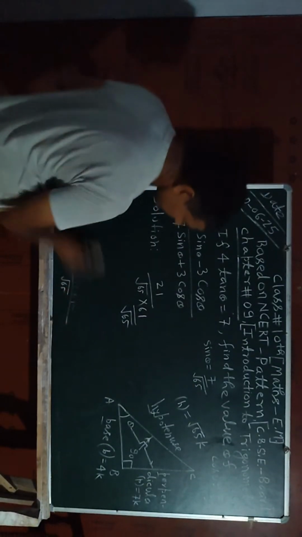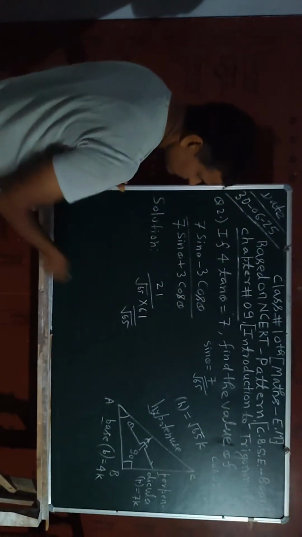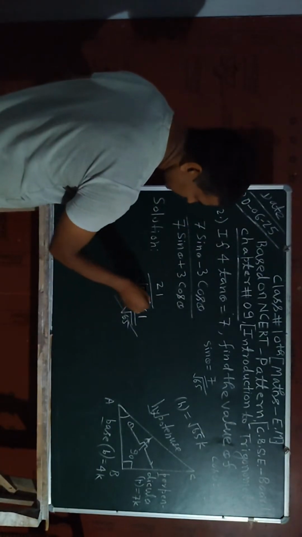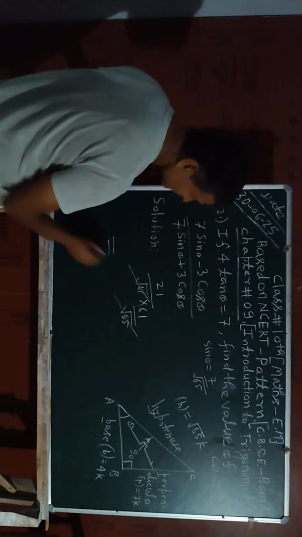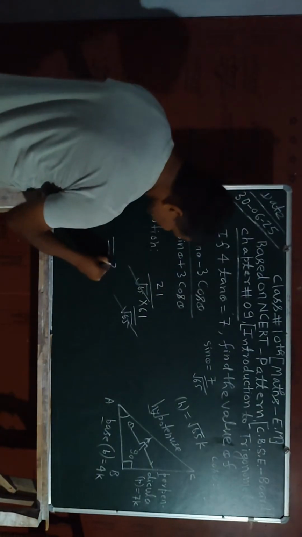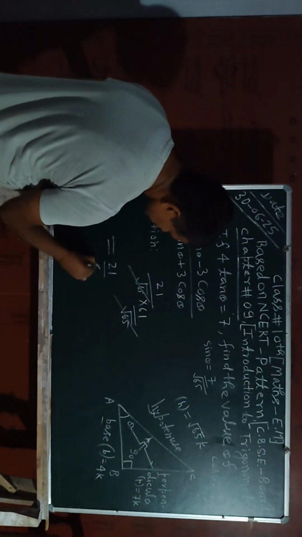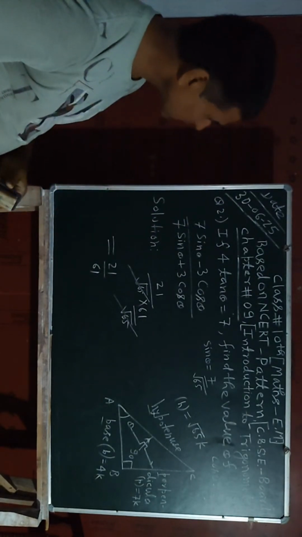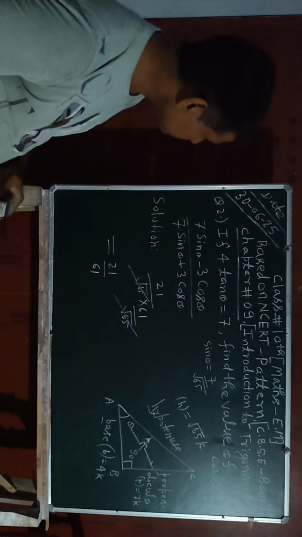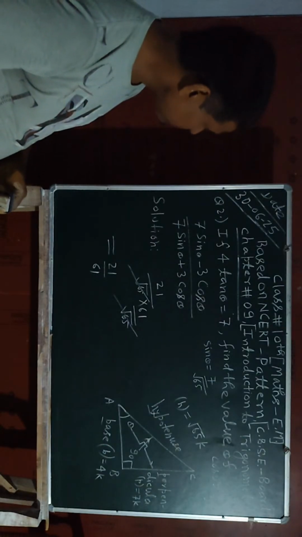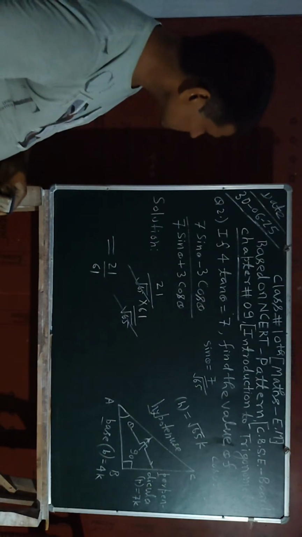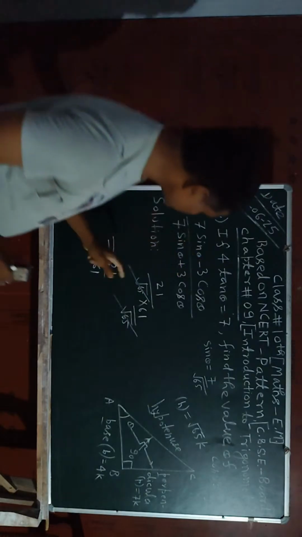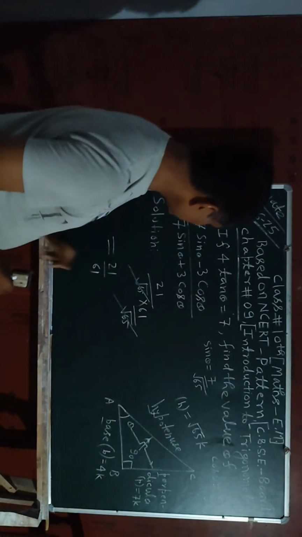Now further I will erase this value. Now this root 65 and this root 65 will cancel out. So here I will put 21 divided by 61. When I have simplified the above information, after simplifying I have got its value. Now there is 3.